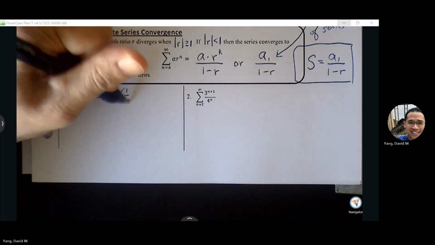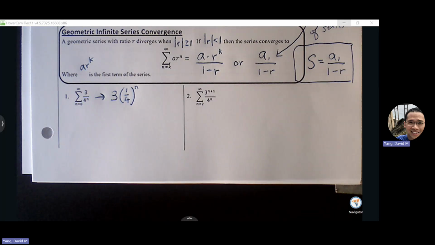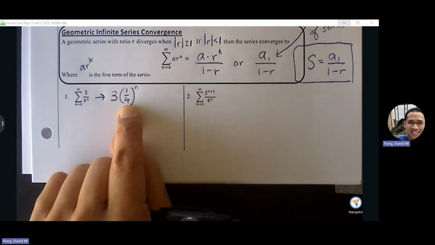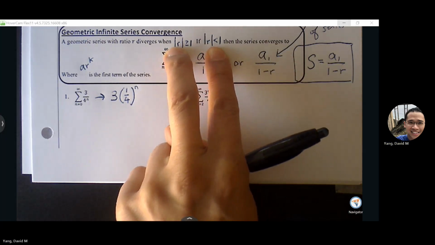So I think it really helps if we can get it into that form. It's easier to identify, oh, this is obviously a geometric series. I'm multiplying by 1/4 every time. And having that r there allows us to quickly identify whether it converges or diverges.